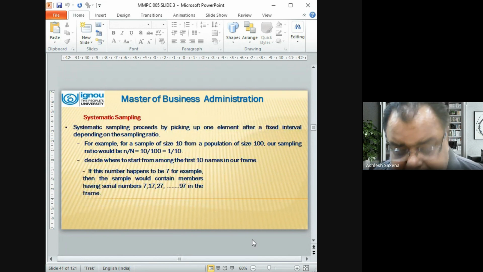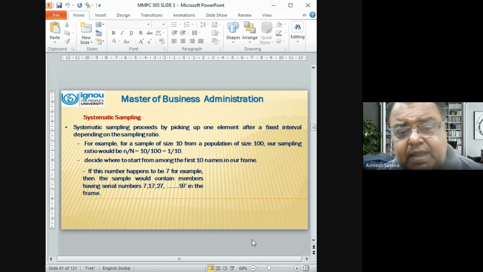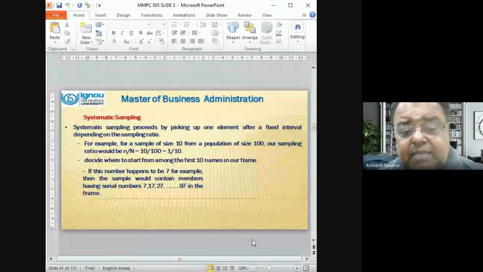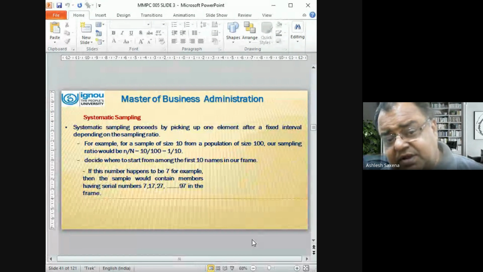Systematic sampling. Systematic sampling proceeds by picking up one element after a fixed interval, depending on the sampling ratio. For example, for a sample of size 10 from a population of size 100, our sampling ratio will be n by N, that is 10 by 100. That means 1 by 10. Then another sample would be members 7, 17, 27, 97.